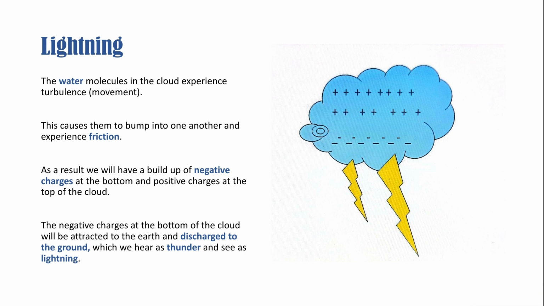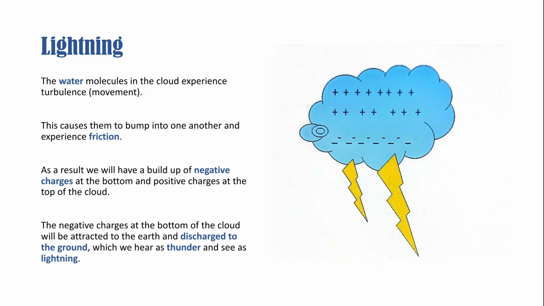Lightning is an example of static electricity, but how does it form? We have water particles in the cloud that undergo movement. This movement causes particles to collide into each other, creating friction. This friction results in positive charges at the top of the cloud and a buildup of negative charges at the bottom of the cloud. These negative charges at the bottom of the cloud will be attracted to the earth. Because of the buildup of this charge and increasing attraction, the charge will be discharged to the ground.